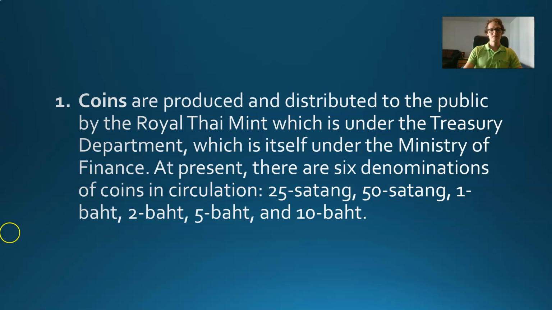At present, there are 6 denominations of coins in circulation. Those are 25 satang, 50 satang, 1 baht, 2 baht, 5 baht, and 10 baht. So here we see that word denominations. Again, that means a unit of value, especially of money, right? So 1 coin is a denomination, and each coin has a different value. So 25, 50, 1, 2, 5, and 10 baht coins are all different denominations.